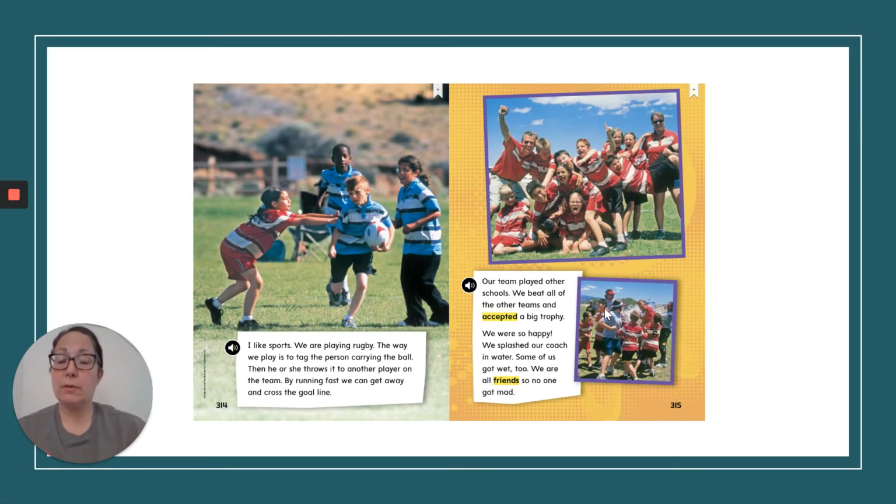I like sports. We are playing rugby. The way we play is to tag the person carrying the ball. Then he or she throws it to another player on the team. By running fast, we can get away and cross the goal line. Our team played other schools. We beat all of the other teams and accepted a big trophy. We were so happy. We splashed our coach in water. Some of us got wet too. We are all friends, so no one got mad.